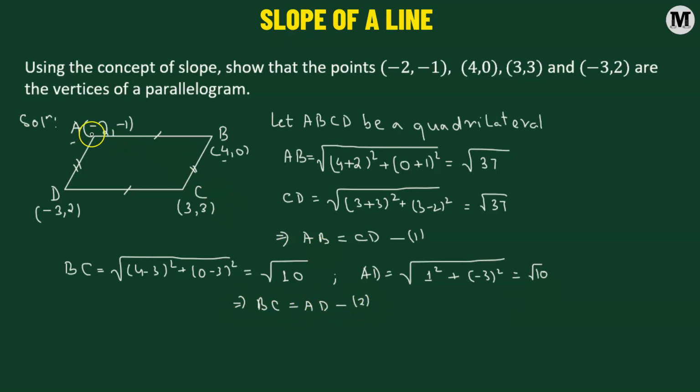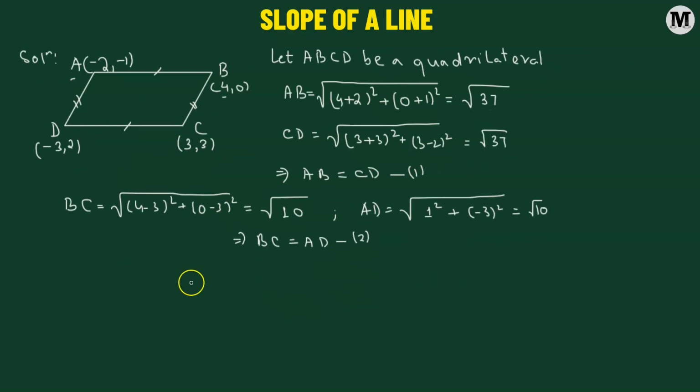So here we have shown that the length of side AB equals the length of side DC and the length of side BC equals the length of AD. That means the opposite sides are of equal length. We'll also have to show that they are parallel to each other. For this, we will obtain the slope of AB. So slope of AB will be equal to, we'll have to take the ratio. In the numerator, we need the difference of the y coordinate. So that's going to be 0 minus -1. Divided by the difference of the x coordinate. So we have 4 minus -2. So that's going to be 1 over 6.